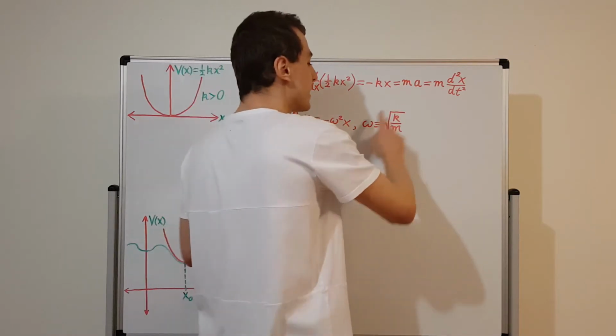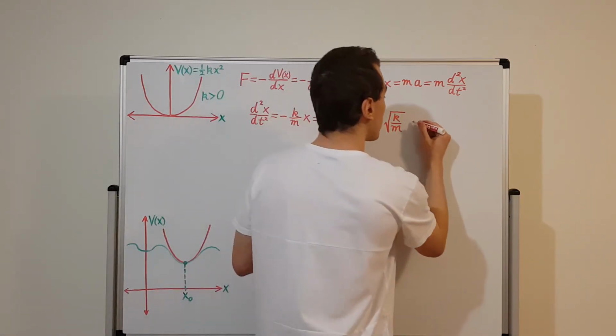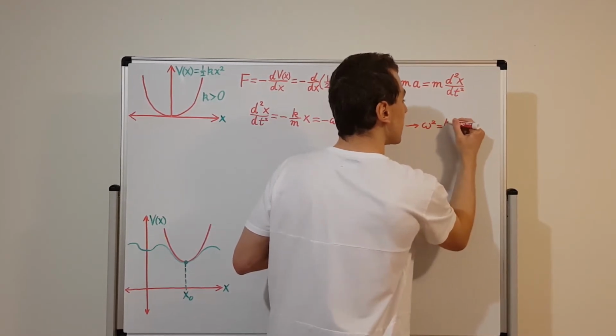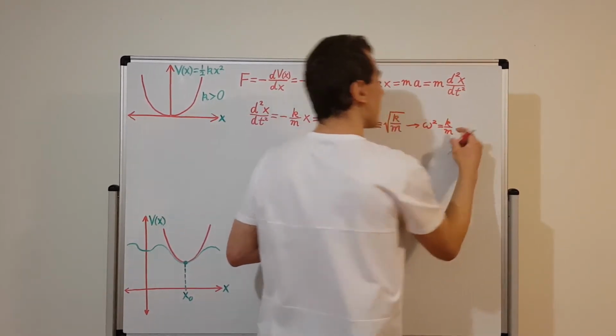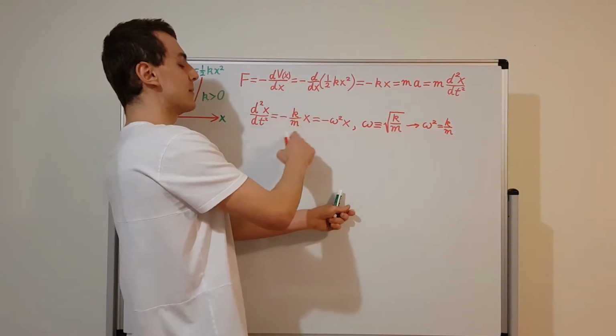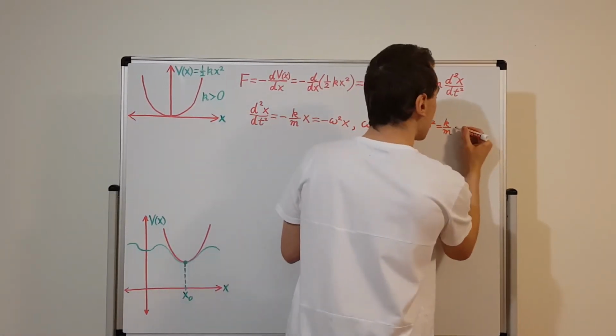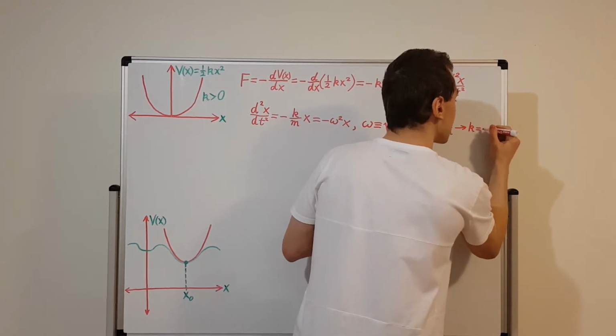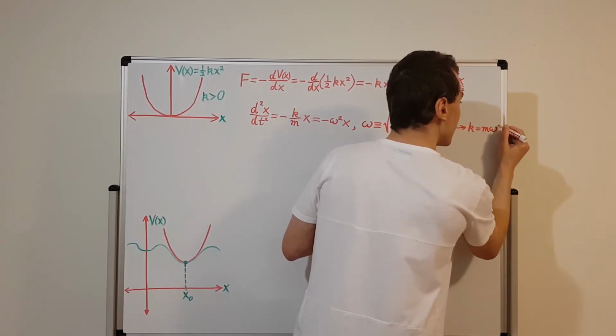Now, I want to do a slight manipulation of this. If I square both sides, then I'm going to get omega squared equals k over m. That's what we have over here. Omega squared is the same as k over m. But if I rearrange that slightly, I can rewrite k as m omega squared.